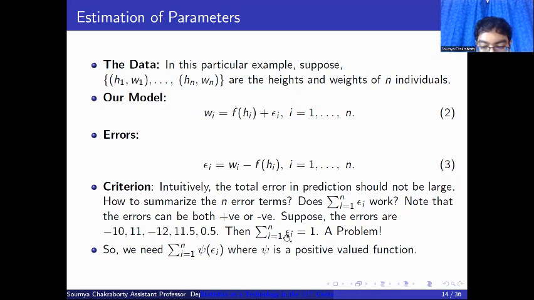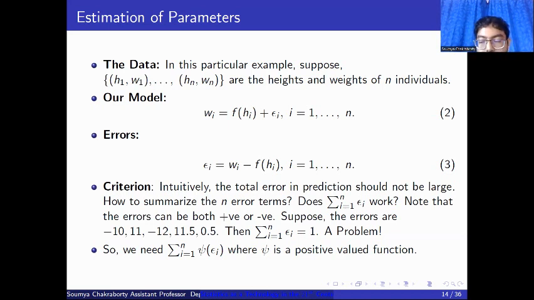Then even if summation epsilon i is small enough, that is 1, which is fairly close to 0, some of the errors like -10 or 11 or even -12 are much bigger compared to the total sum. So we need to minimize the summation of some positive functions of epsilon i. Not just summation epsilon i, maybe summation epsilon i square or summation mod of epsilon i or some other positive function.